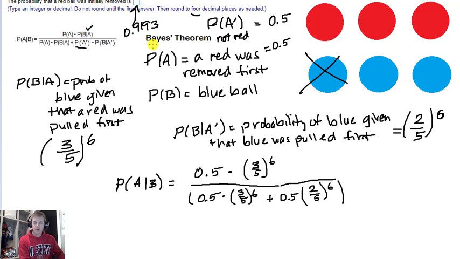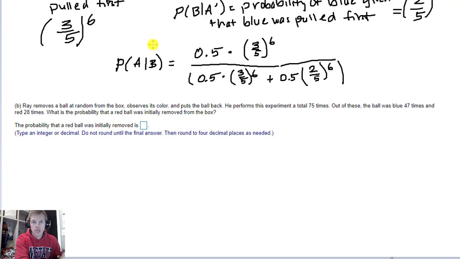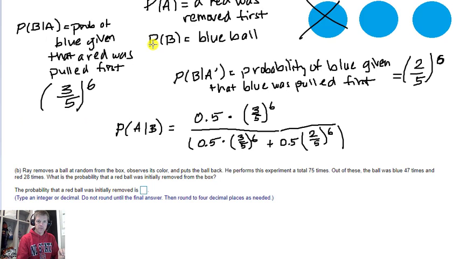All right, let's go see what part B says. So part B gets a little bit more complex. Ray removes the ball at random from the box, observes its color, and puts it back. He does it 75 times. So out of those, the ball was blue 47 times and red 28 times. What's the probability that a red ball was initially removed from the box? We're going to answer the same question again, but now this probability of B given A is a little bit trickier. Let's scroll back up.